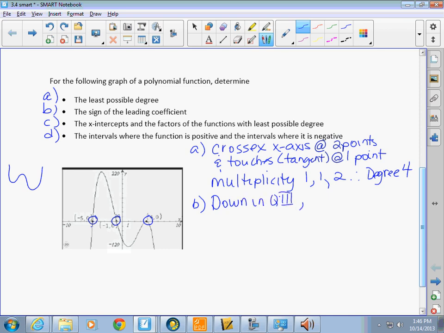So it's going down in quadrant 3. And because we know it's a degree of 4, our highest power is going to be x to the power of 4. So the graph of x to the power of 4 should be an upright W. Because this is an upside down W, we know that the leading coefficient is going to be negative.